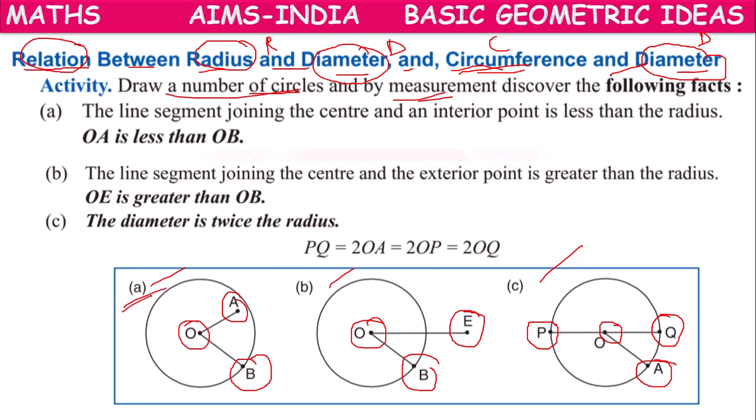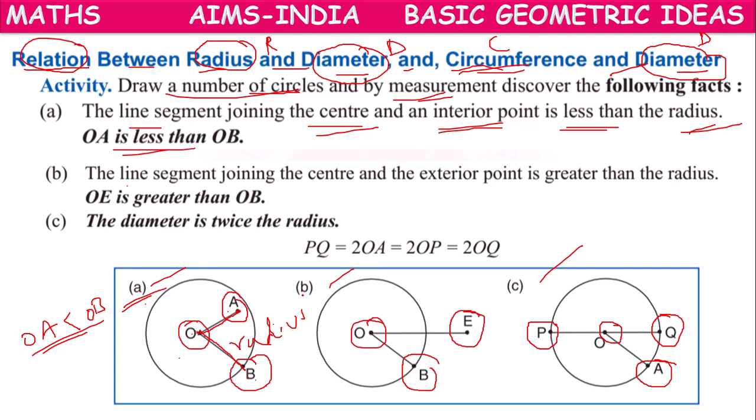From the first diagram, what we observe is that the distance OA is less than the distance OB. The line segment joining the center and an interior point is always less than the radius. The distance from the center of the circle to a point on the circle is called the radius. So this fact we have observed from the first diagram.